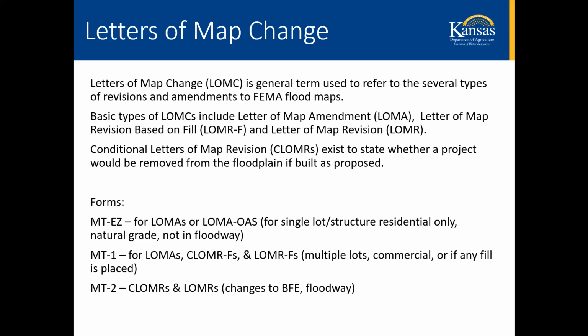So we have a couple of basic types like the LOMA, which again proves that an area is naturally elevated at or above the base flood elevation, either for a structure or a section of property that you want to take out of the official floodplain. Or we have the letter of map revision based on fill. So an area that is to be developed on fill, where you raise the natural ground level artificially through earth and fill to at or above the base flood elevation, then you can get a LOMR-F that will again officially take you out of the floodplain.